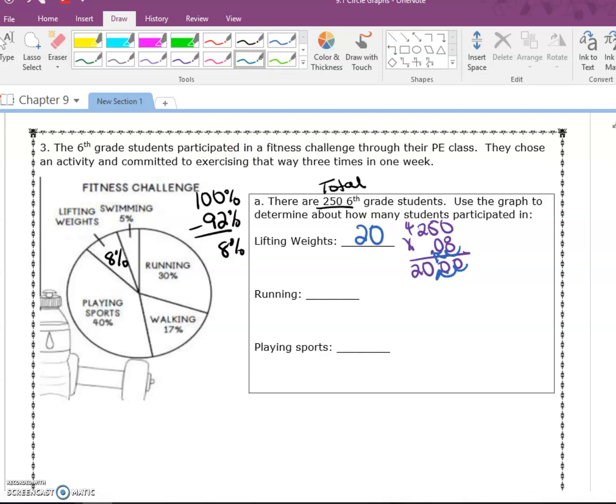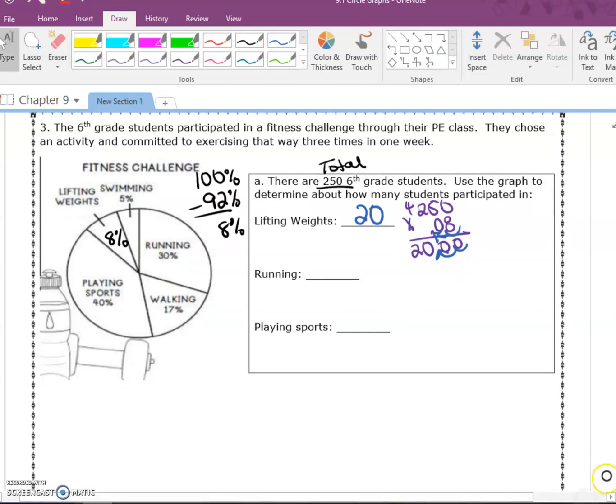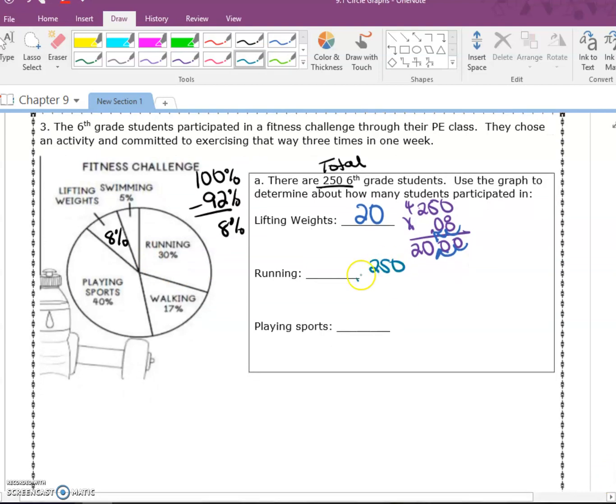So now let's move on to running. So I have 30% of the students chose running. So once again, 250 times 0.30. Don't forget that anything times 0 is 0. So I put my placeholder there. And then go ahead and move on to that 3, which is 15, 6, 7. And then you have 2 decimal places, 1, 2. So that would be 75 students chose running.